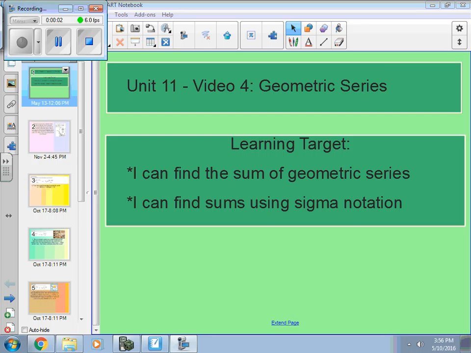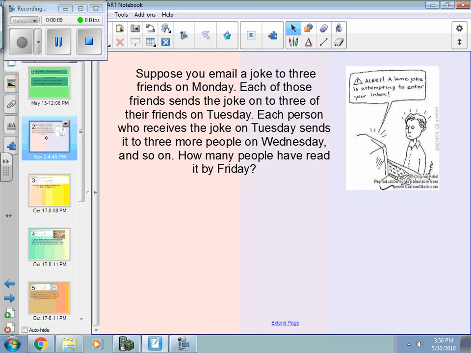Today we're going to look at geometric series. We want you to be able to find the sum of a geometric series and find the sums using that sigma notation we talked about in the last one. The first problem here is a situation maybe you've run into.